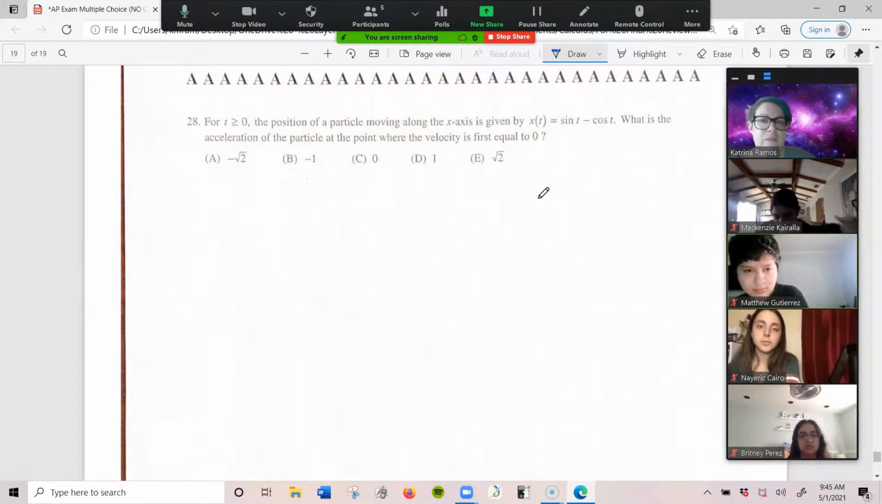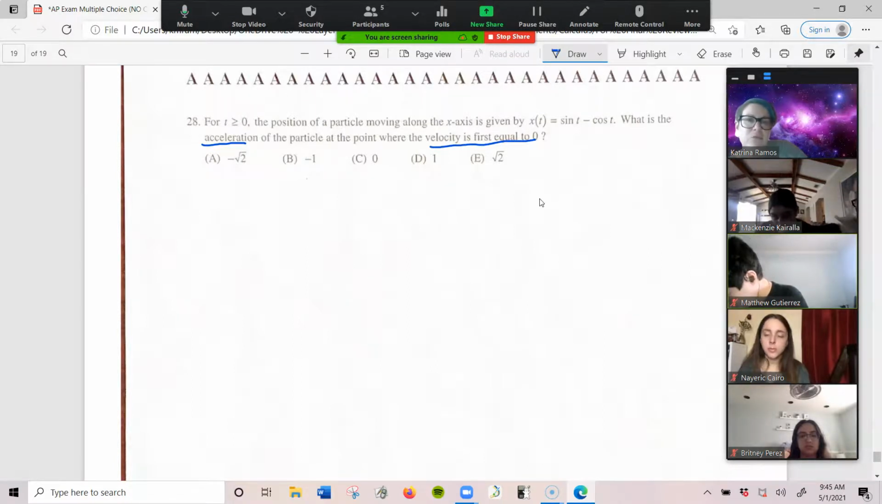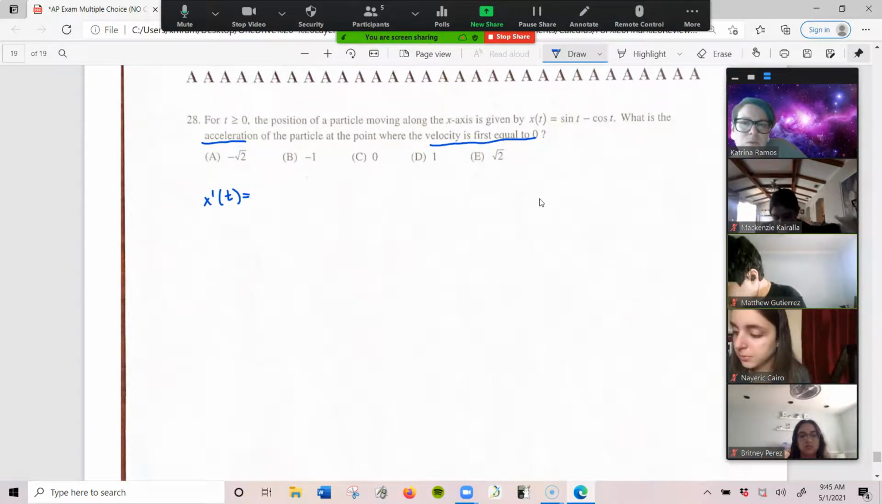So we got to find a couple of things. We want to find the acceleration when the velocity is equal to 0. So I first have to take the derivative. So x prime of t, which is equal to v of t, is going to equal cosine t plus sine t. Since, remember, the derivative of cosine is negative sine, so minus sine. And then we make it equal to 0. Is that okay? All right.